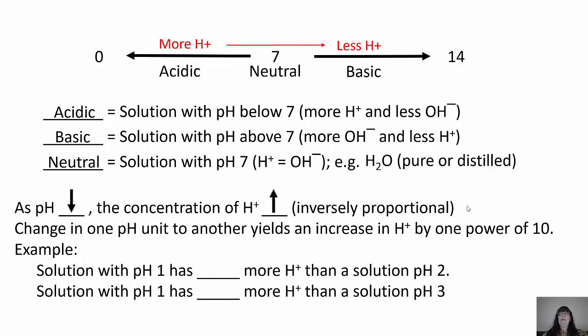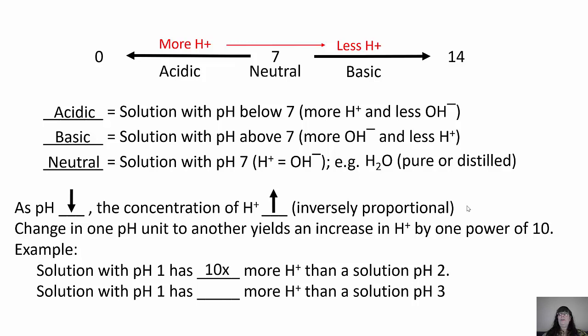So as the pH decreases, the concentration of hydrogen ions increases. Again, it's inversely proportional. A change in one pH unit to another yields an increase in hydrogen ions by a power of 10. So it's logarithmic.